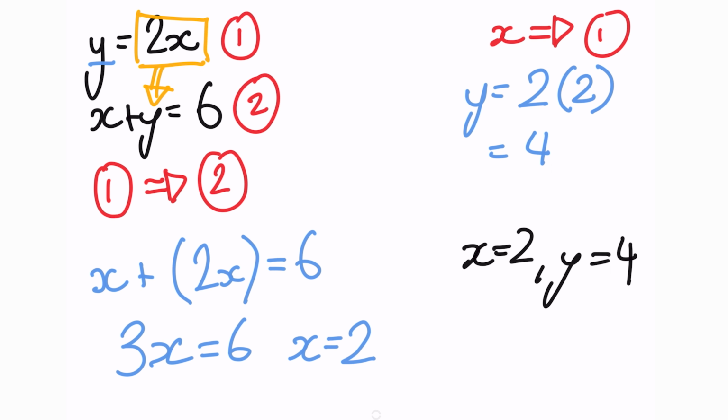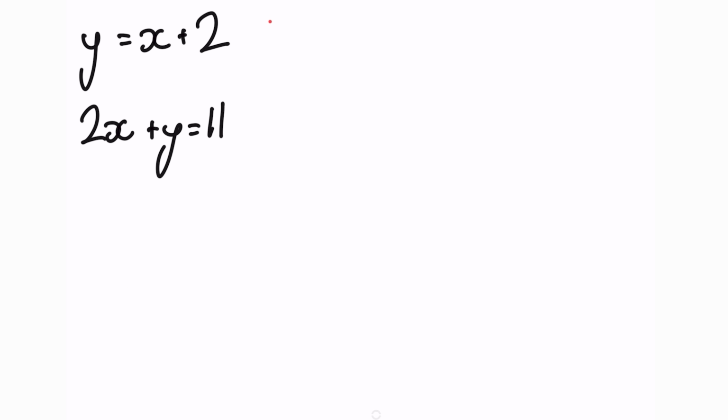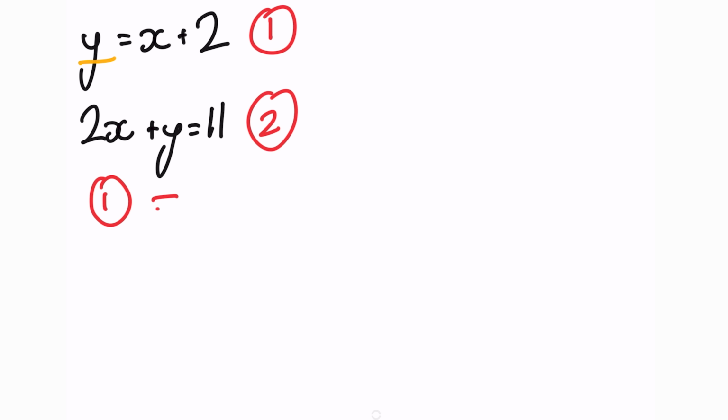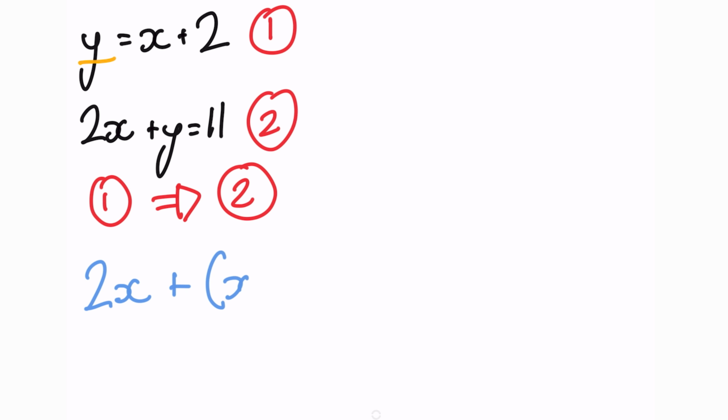Let's look at another one. So I'm going to start off by labeling equation 1 and equation 2, just so they're easier to refer to later on. We already have y as a subject in one of the equations. So I'm going to substitute 1 into 2. So what we'll have now for equation 2 is 2x plus x plus 2 equals 11.